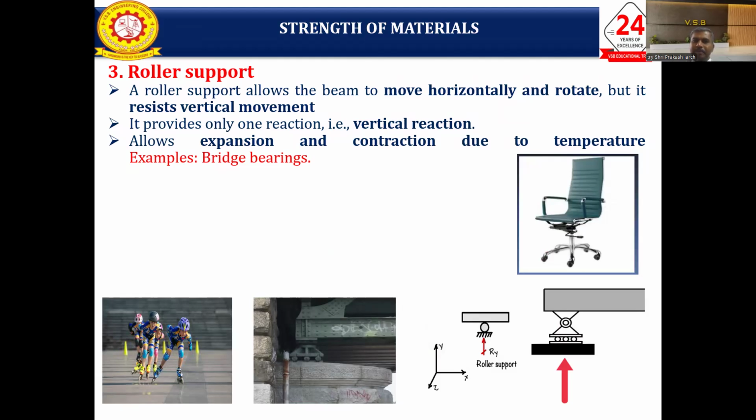The roller support allows the beam to move horizontally and rotate, but resists vertical movement. It provides only one reaction, that is the vertical reaction. So it allows expansion and contraction due to temperature. An example is the bridge bearing. Okay, it can move and it can rotate.